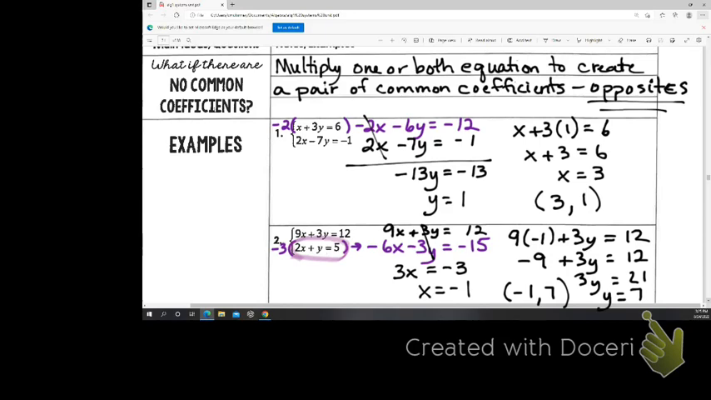So, got one more challenge. The next challenge is that sometimes the x and the y, like I can't make either one of them match. That's not a no solution situation. That means we have to multiply both equations. So let's take a look at one of those.